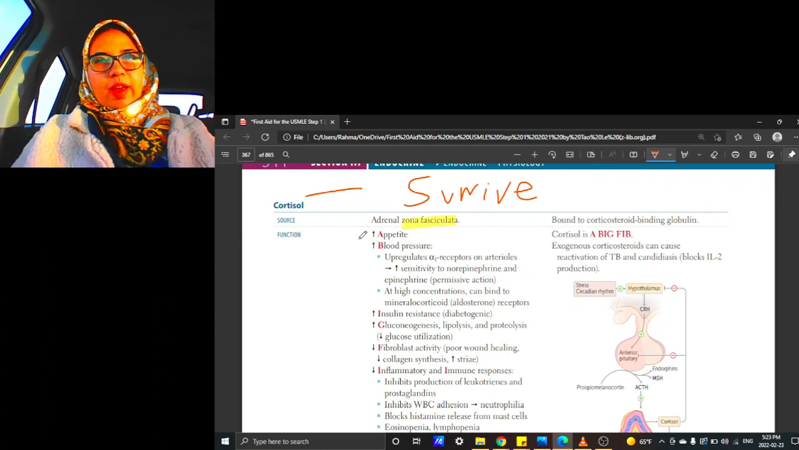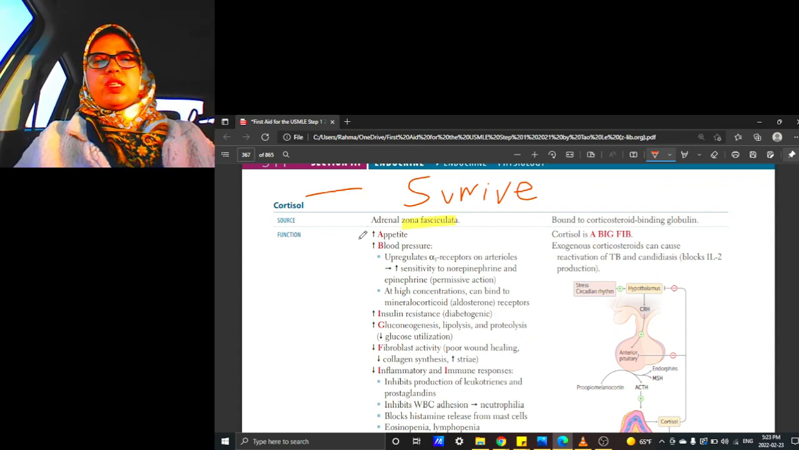So imagine you want to survive, right? You are under stress. You are in trauma. You've undergone surgery. So you want to heal. You want to do all these things. Blood pressure should be high. You want appetite that should be high.